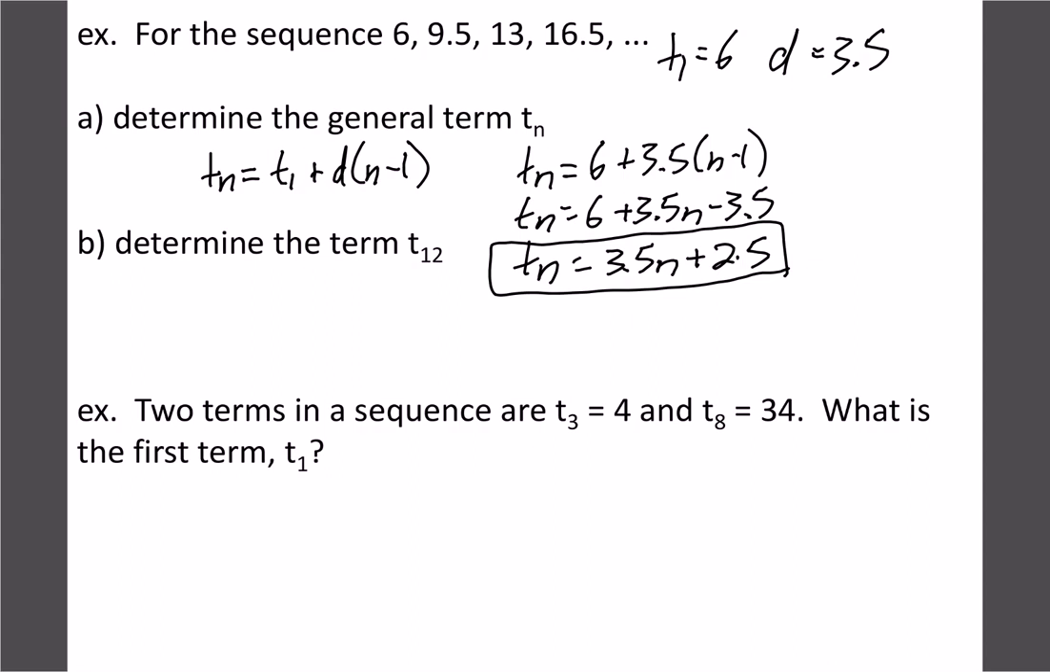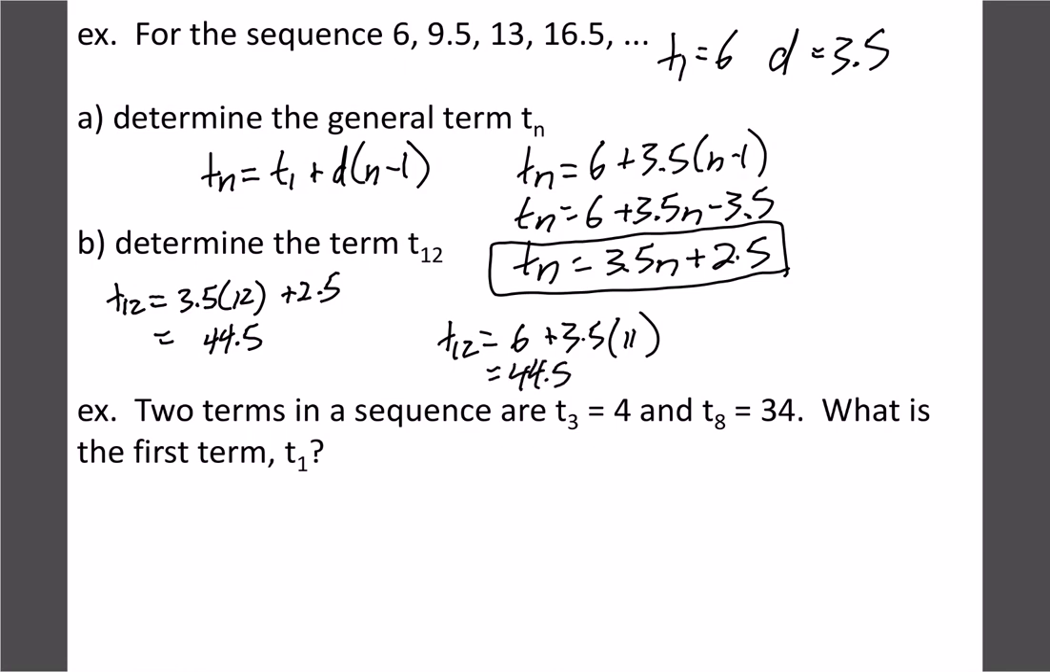So what that formula does now is it's a little bit quicker to actually solve for any term. So we can actually put T12 into this new formula. So if we just put in 12 for our n, we will get the same thing. So 3.5 times 12 plus 2.5 gives us 44.5. So that will be our 12th term. And let's try it using the old formula just to see if we get the same answer. So our term 1 was 6, and we had 3.5, and 12 minus 1 would be 11. So 3.5 times 11 plus 6 gives us the same answer.